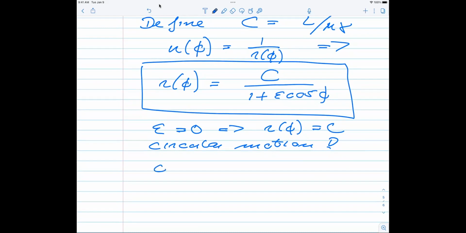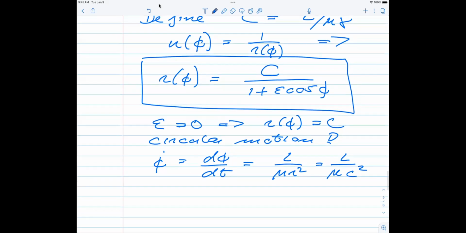And you can also see that from the derivative of phi, the angular velocity, d phi dt, because that is now given by L divided by mu over the radius squared. And this is L divided by mu over a constant squared, this constant c. So that means that the angular velocity is also constant. Radius is constant, angular velocity is constant, circular motion.